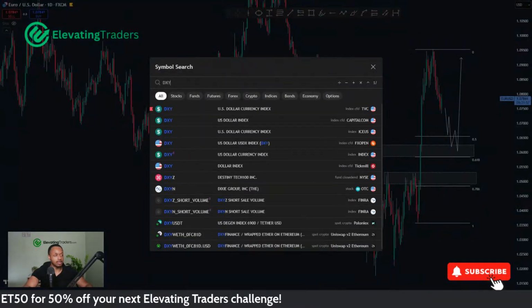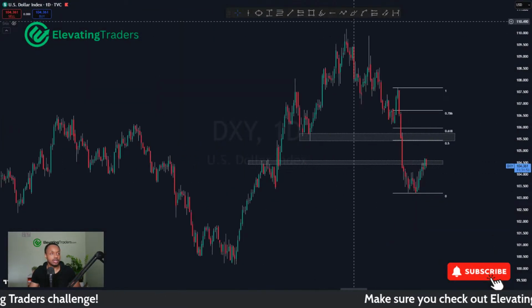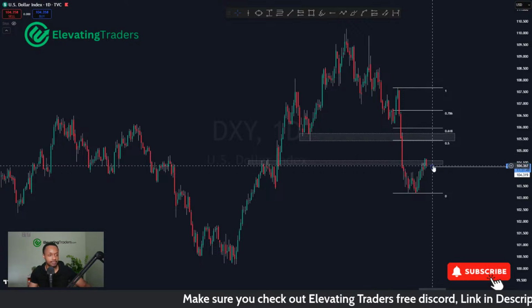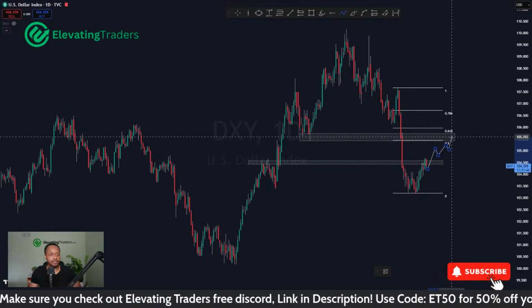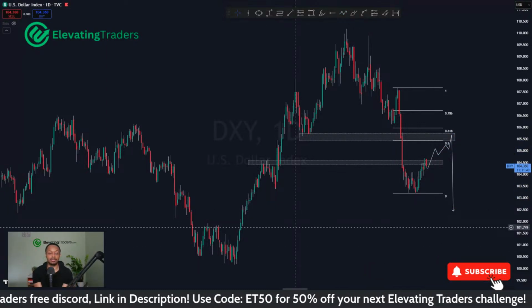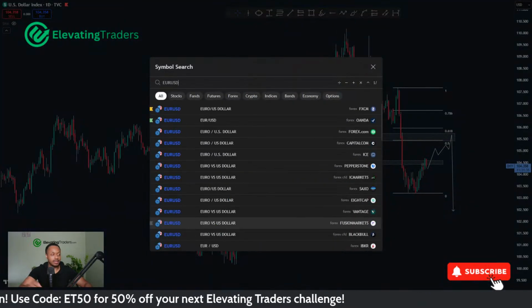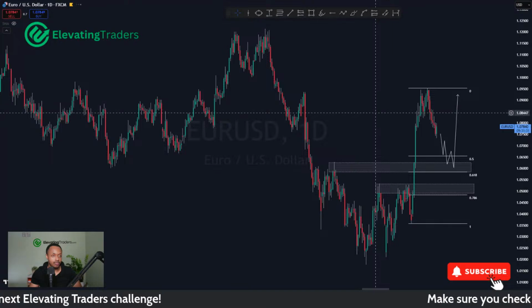Because for the dollar, DXY, I'm looking at pretty much the opposite of that, which is a pullback into this area, and then a short back down. So in theory it's the same move, of course, just in opposite directions. But I just want to see a bit more of a pullback from euro, a bit more of a pullback from the dollar, and then hopefully find some longs.